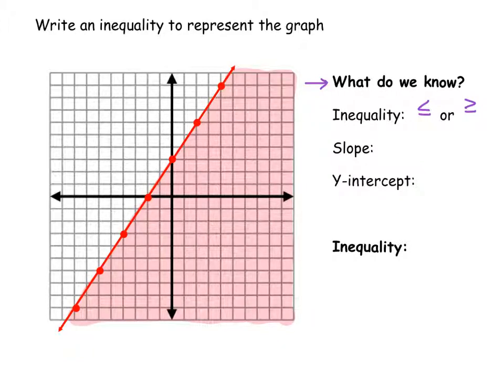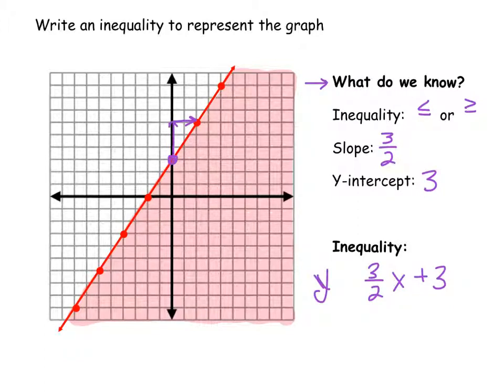We can easily look at a graph and find our slope. I see we go up 3 and over 2, so I know my slope is going to be 3/2. And right there is my y-intercept at 3. And so writing an inequality in slope-intercept form is really not too complicated. It's going to be y, one of our inequality symbols, and then 3/2 x plus 3.